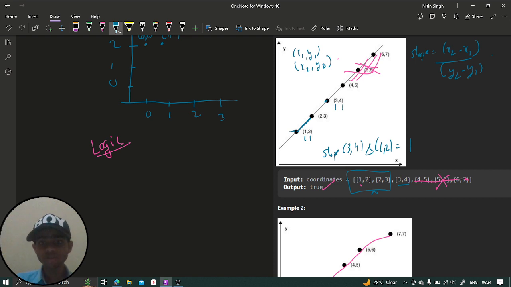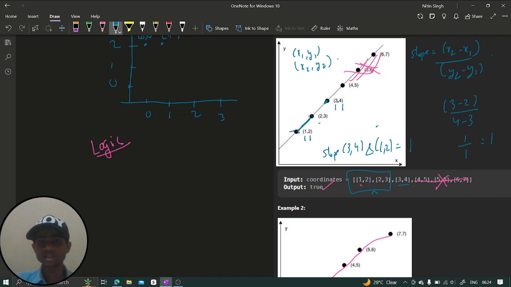Now we have to check this point with this point as well. If this also has a slope of 1, then we can say this is in a straight line, right? So 3 minus 2 and 4 minus 3, which is 1 divided by 1, which is also 1. So the slope between (3, 4) and (2, 3) is also 1. So, simply, if they are both making the same slope, and we know these are in the same straight line, then this point will also be in this particular straight line.